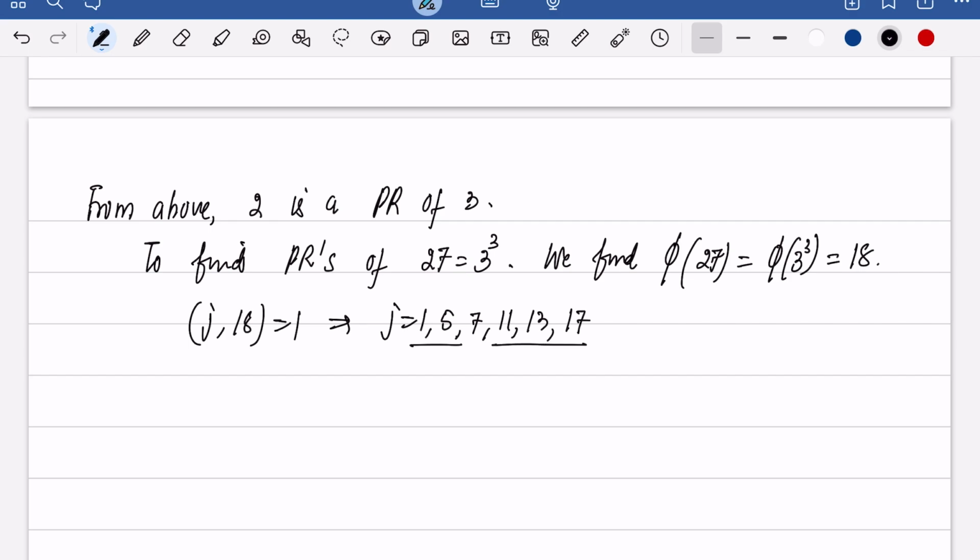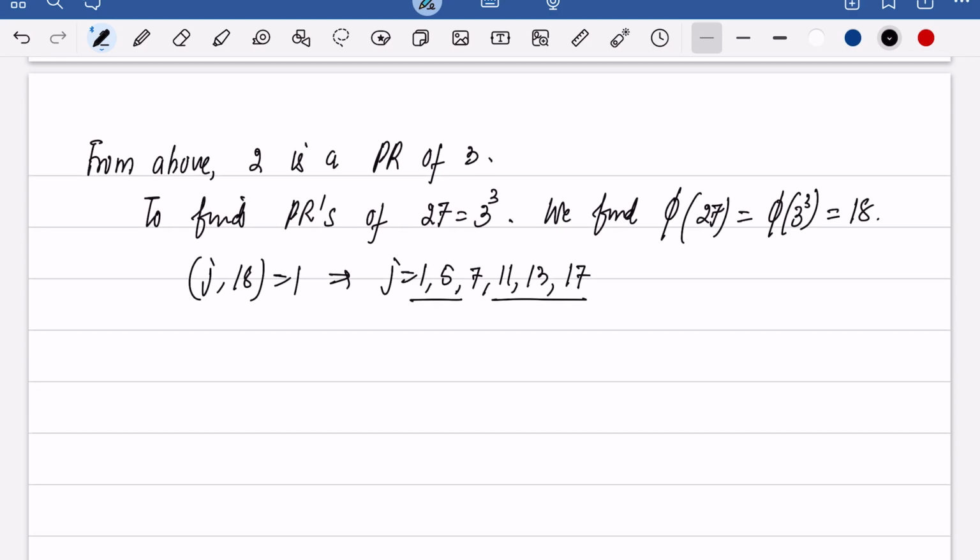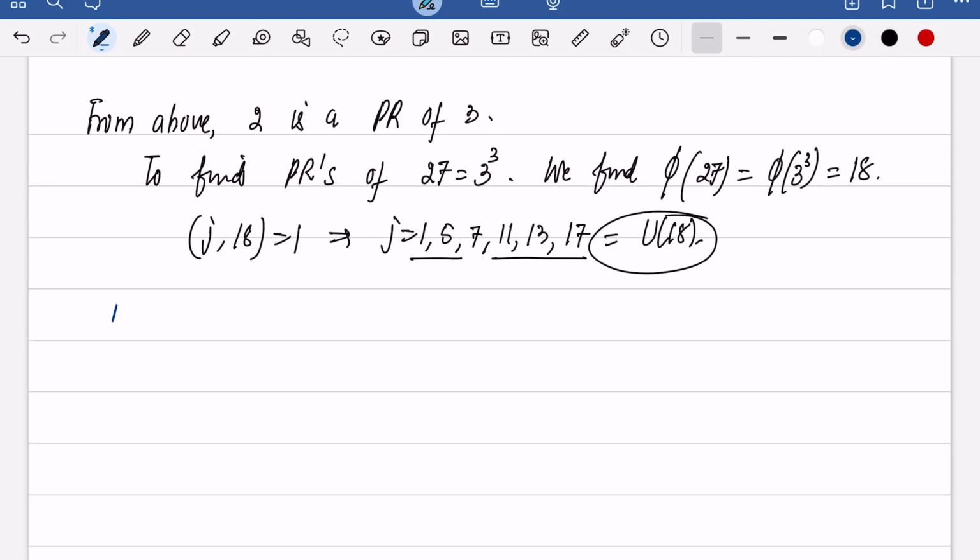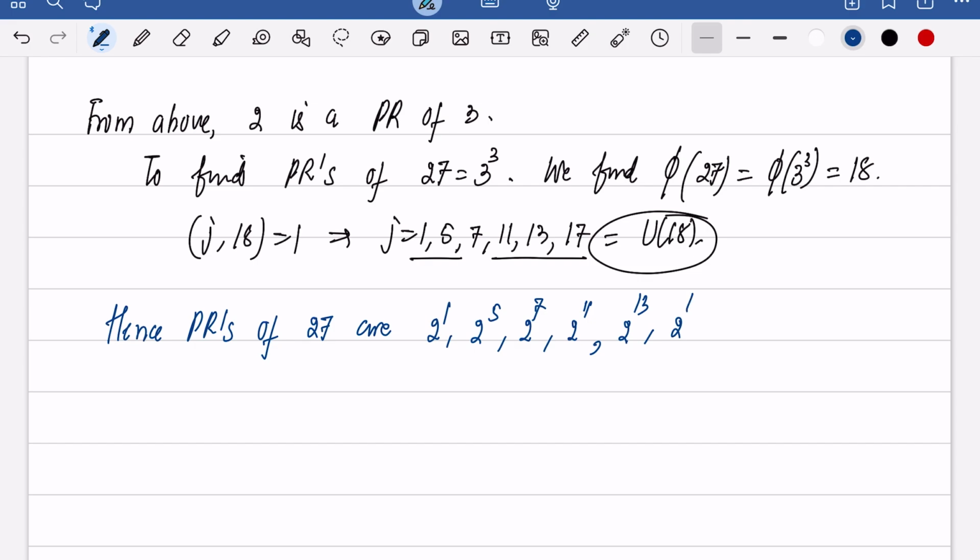So these are 6 numbers which are relatively prime with 18, and this set actually forms U(18). Hence the primitive roots of 27 are 2^1, 2^5, 2^7, 2^11, 2^13, and 2^17. So these will be the 6 primitive roots of 27.